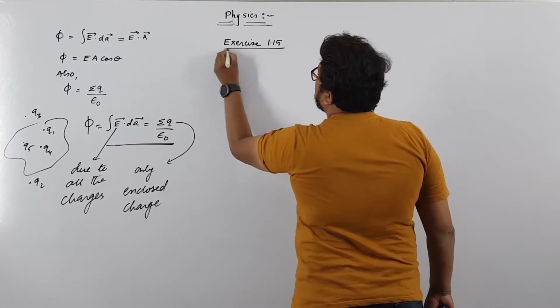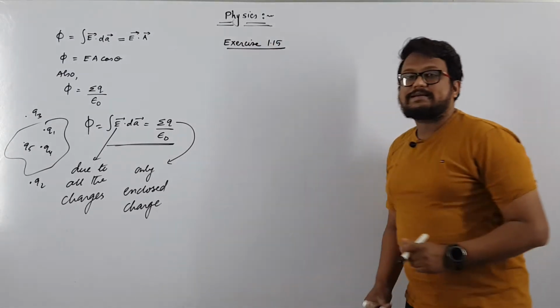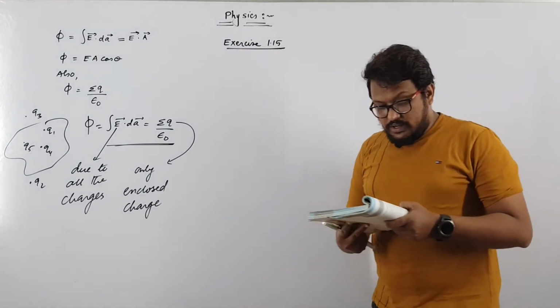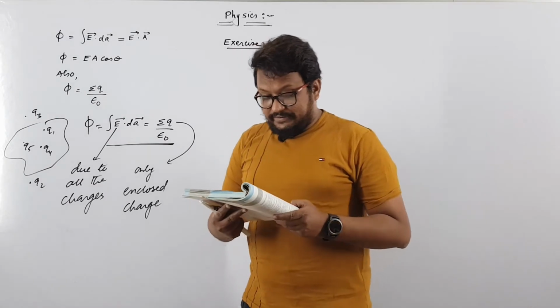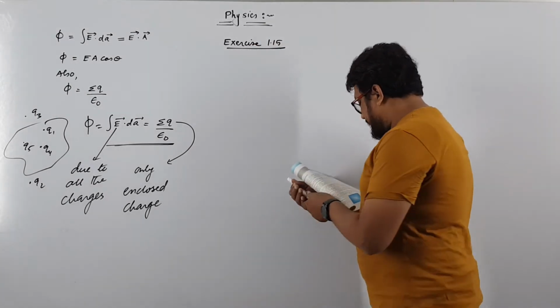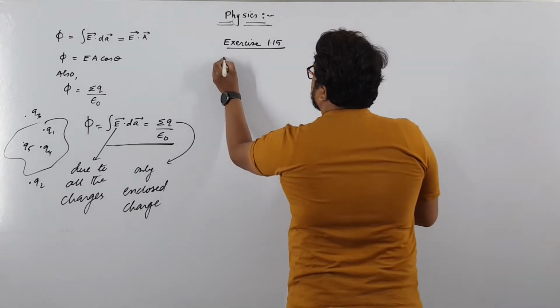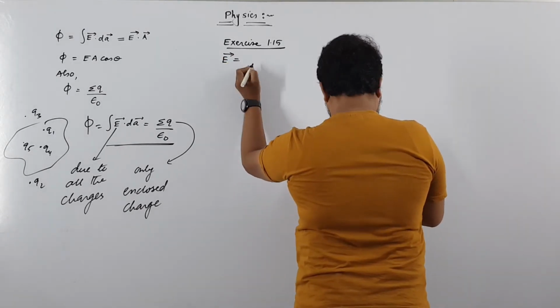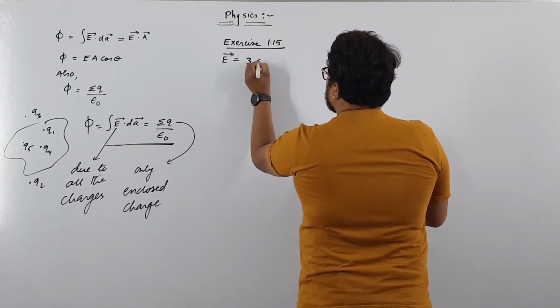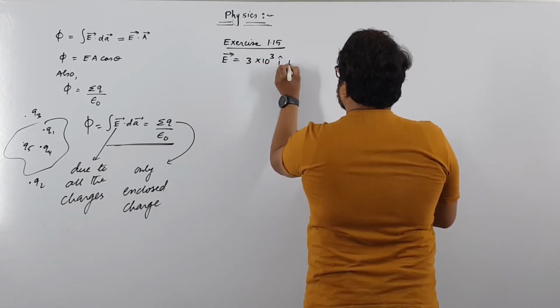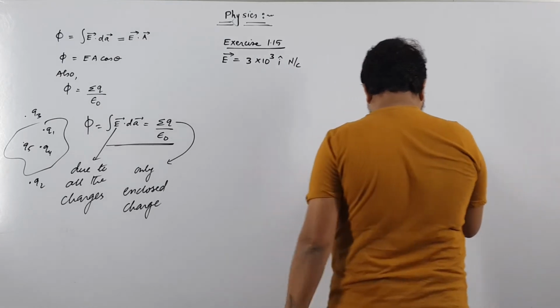or let us say exercise 1.15, a quite simple example, exercise 1.15. Consider a uniform electric field E vector which is given as 3 into 10 to the power 3 I cap Newton per coulomb.